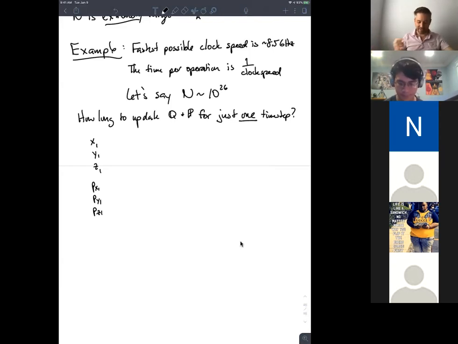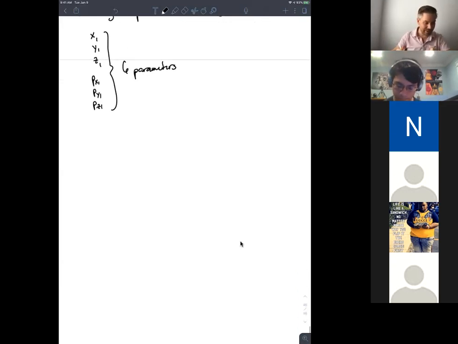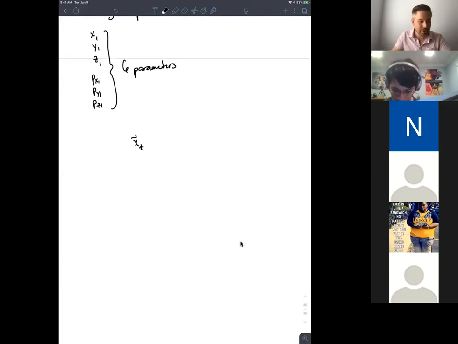What this means is that every atom requires 6 parameters to describe it: its position and its momentum. Now, we're going to be given some initial conditions. So we'll know, for example, what its position is at some time, let's call it x_t. And we want to know what its position is going to be at x_t+1, that is, 1 time step.